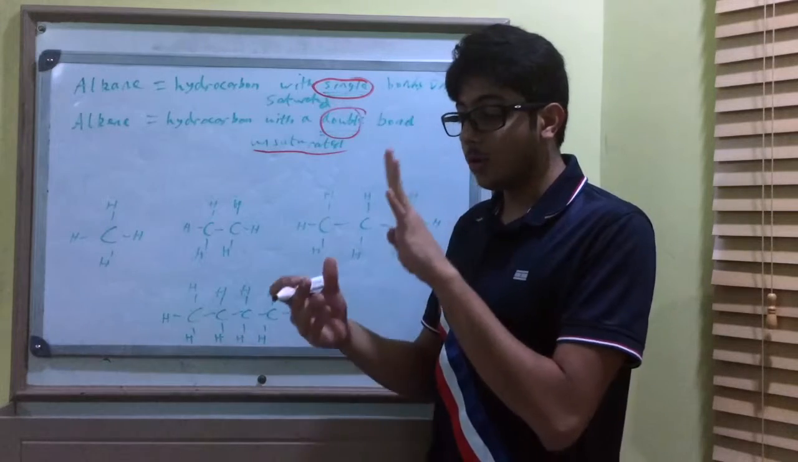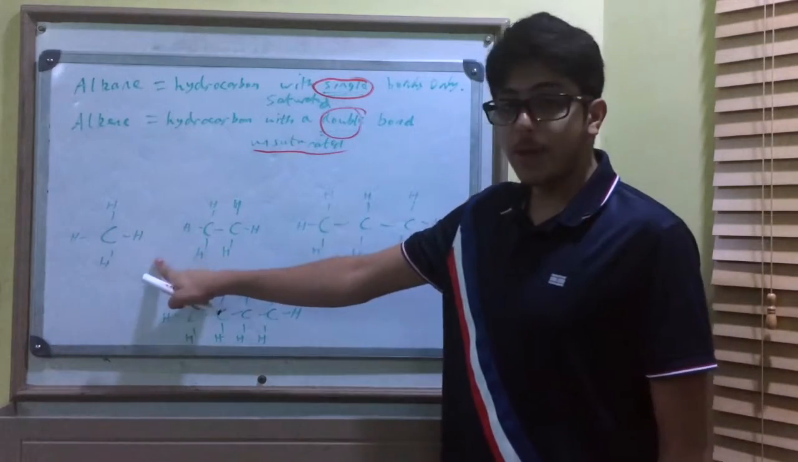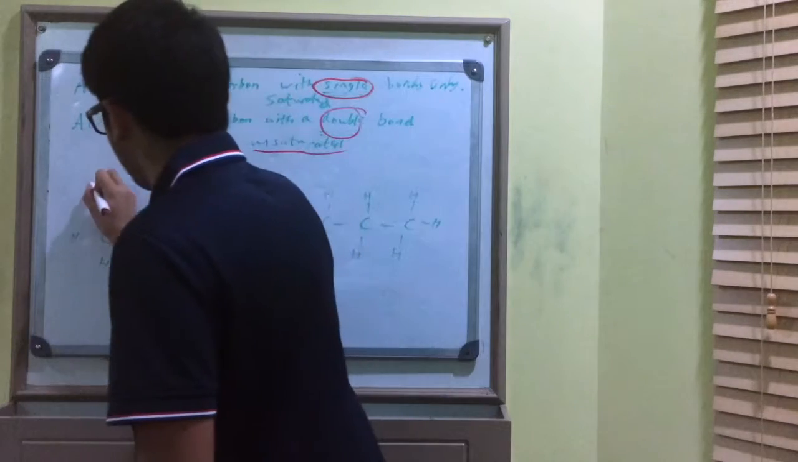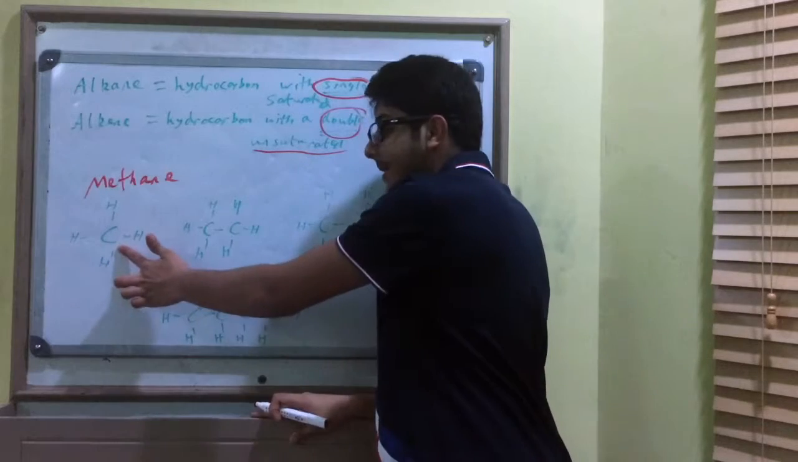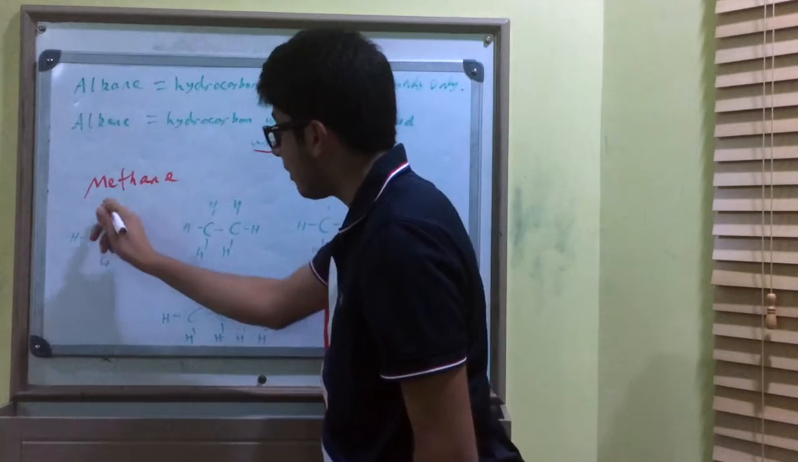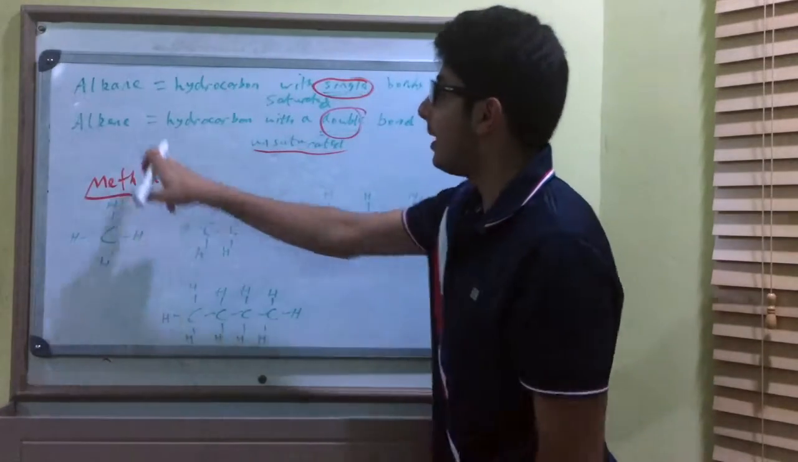Remember, carbon always has 4 bonds per carbon, and hydrogen has 1. Here we have methane. How do we know it's methane? Because it has 1 carbon. Meth means 1, ane, alkane.